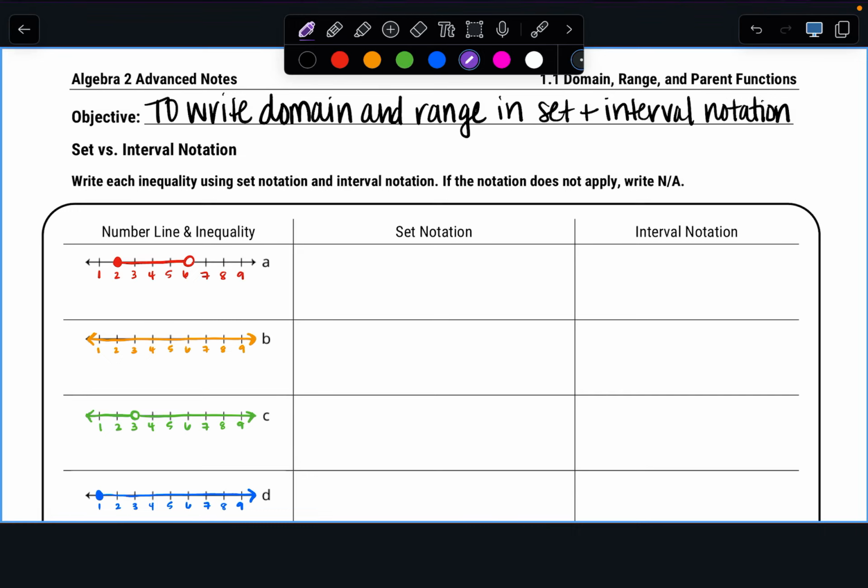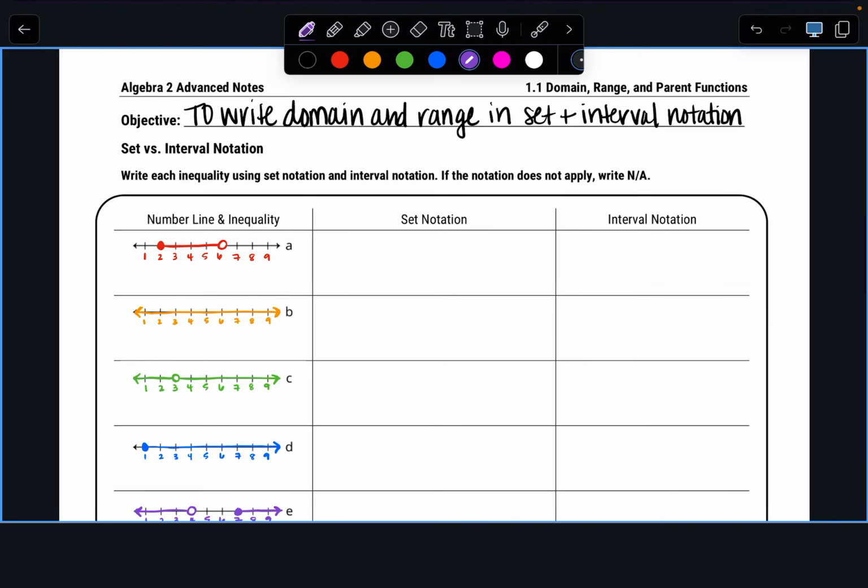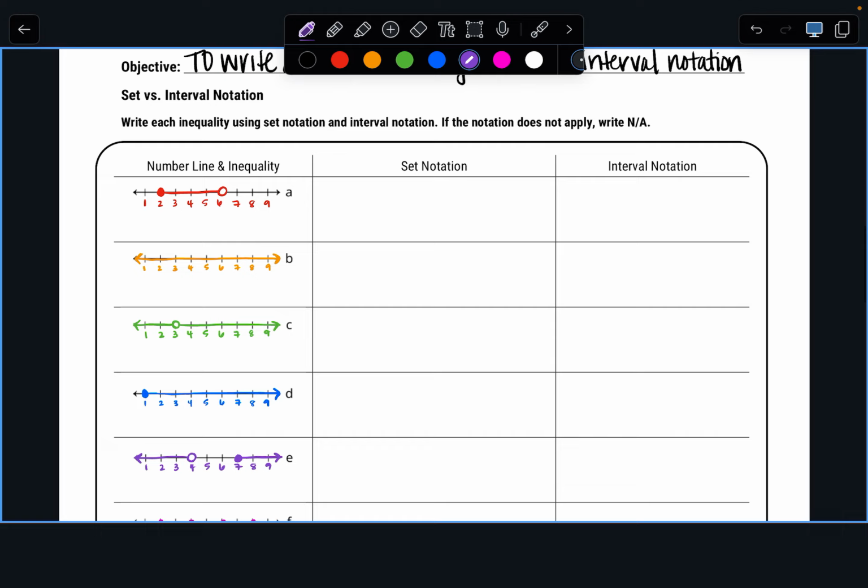Okay, go ahead and fill in the objective for the day. So fill in your objective.